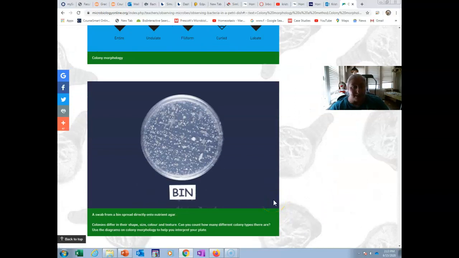So if we look at this plate here, I'm not sure if I can make it bigger. I can't. Okay, I was going to try, but I don't know how to use computers well enough to make things get really big or small.